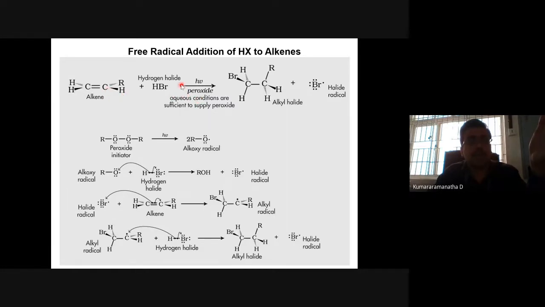You are adding a hydrogen halide to an unsaturated carbon, so you get hydrogen bromide being added. You can have peroxide initiators which will be cleaved. They form a halide radical. This is the active part. This active part will add to the alkene, and you get an alkyl radical. This alkyl radical will react with hydrogen halide to give alkyl halide. So this is based on addition reactions.